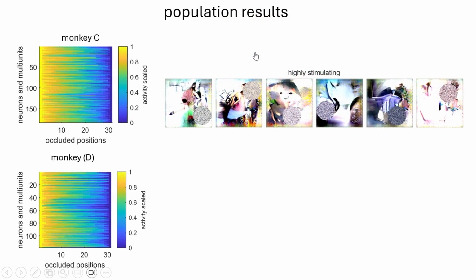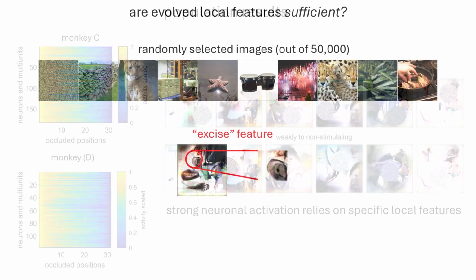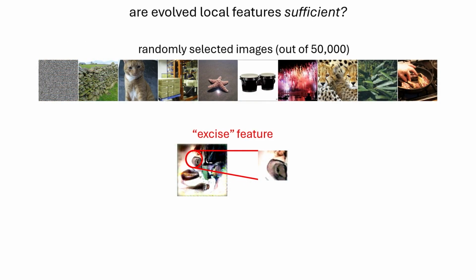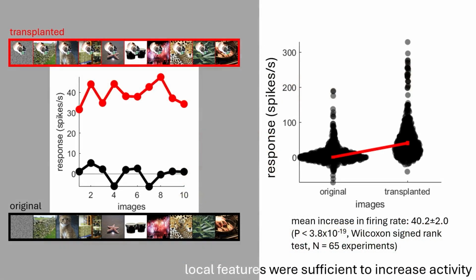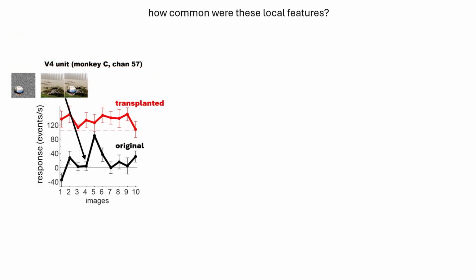We can demonstrate that it happens over the population, and then we can take that actual feature, excise it, and transplant it to other random natural images, and we find that that can actually rescue the firing rate of the neuron, demonstrating that that local feature was necessary and partially sufficient for the responses of this neuron. And what's interesting is that even though the whole global image that I showed you looked very different from the kind of photographs that you see in the world, the local features are actually quite present in the world.